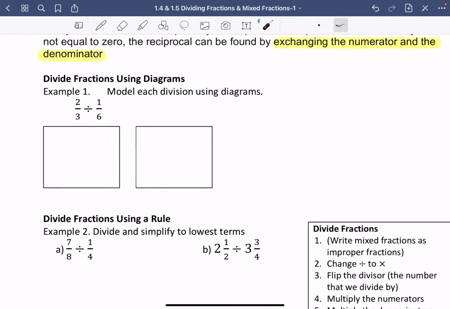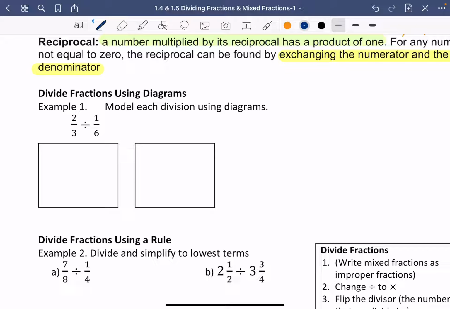2/3 divided by 1/6. So let's draw 2/3 first. So dividing this rectangle into 3 pieces, and because it's 2/3, we're shading 2 pieces. Okay. So now this is divided into 1/6. So let's take a look at what 1/6 looks like.